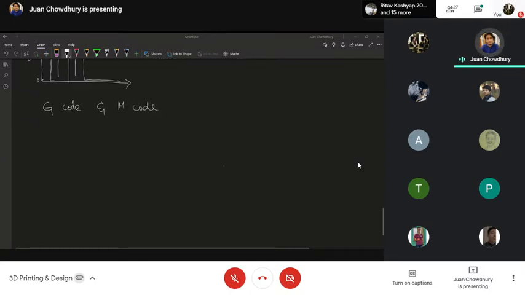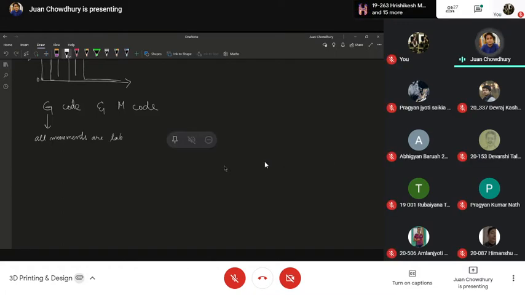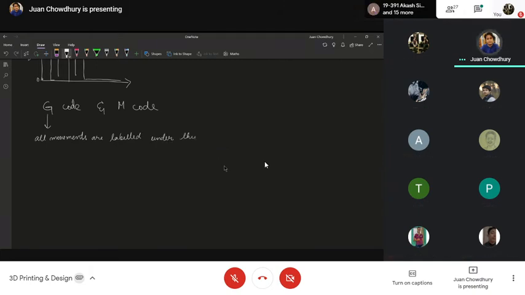So what's a G code and M code? This is basically a series of syntax that is used to deliver instructions to any controller which tries to make motion through a motor. So what sort of series of instructions? G code implies that all movements are labeled under this series. What sort of movement are we talking about?